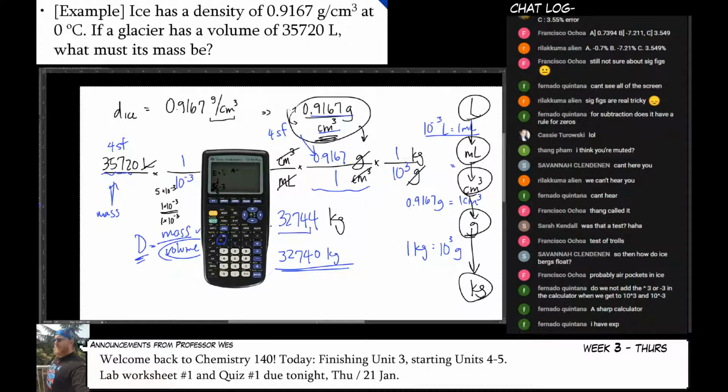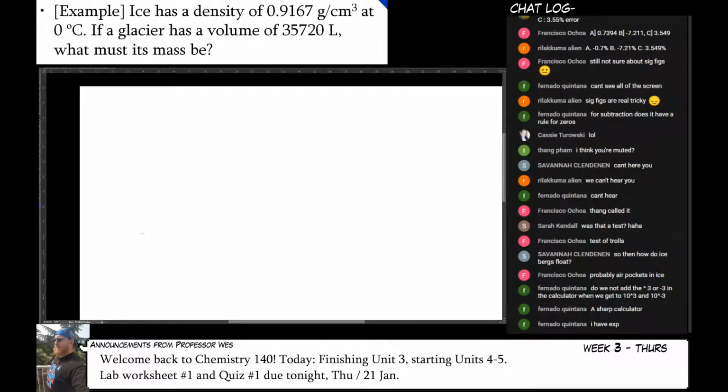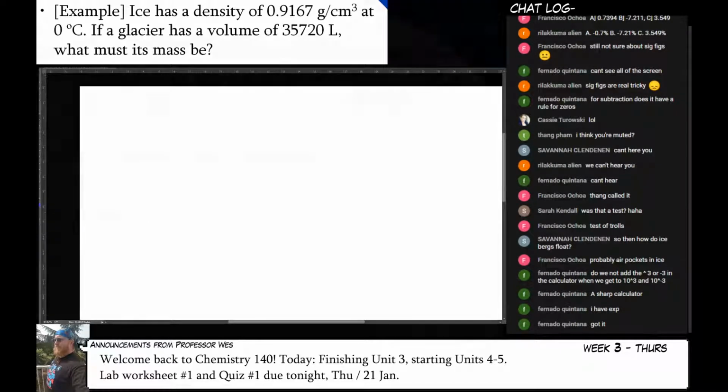All right. Goodbye, calculator. Oh, I have to get rid of that layer, too. Deleted. All right. Cool.